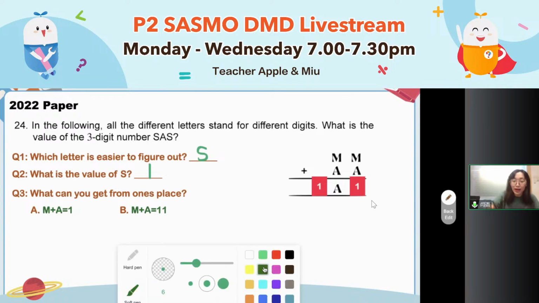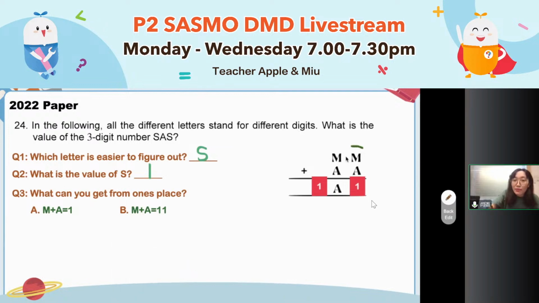Okay, now Teacher Apple wants to highlight ones place. N plus A equals 1, or M plus A equals 11? Think about it. A or B? Yes, A or B. From ones place, what? Some students tell me, okay, Teacher Apple, we can get 0 plus 1 equals 1, right? So in this one, what is M? M is 0. Is it possible? No, right?